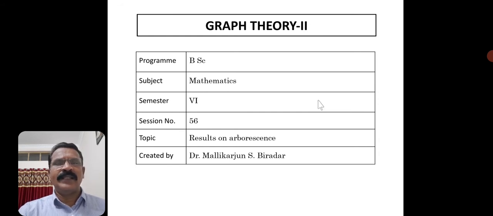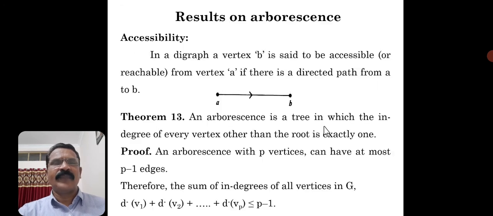So the topic is results on arborescence. Already we have got a concept called arborescence that we have discussed in the previous class. So now we will see what are the results on this arborescence. Let me recall an idea which we have already discussed in the previous class.